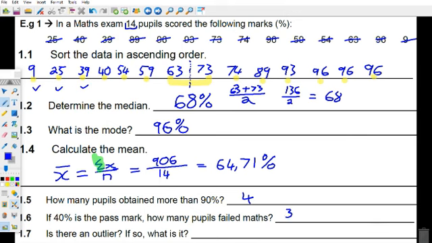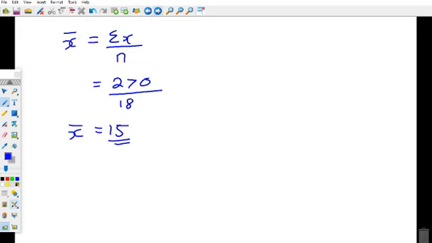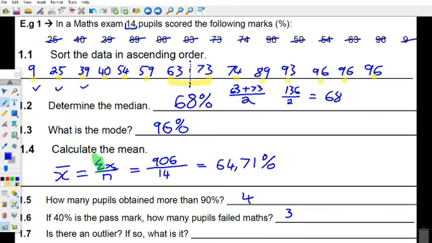Is there an outlier? If so, what is it? Let's have a look. An outlier is a value in the data set that is far away from the other values. They skew the data set. Do you think there is an outlier here? What do you think it is? Well, it's possibly not. There's a specific test we can do for outliers, but we'll get to that.